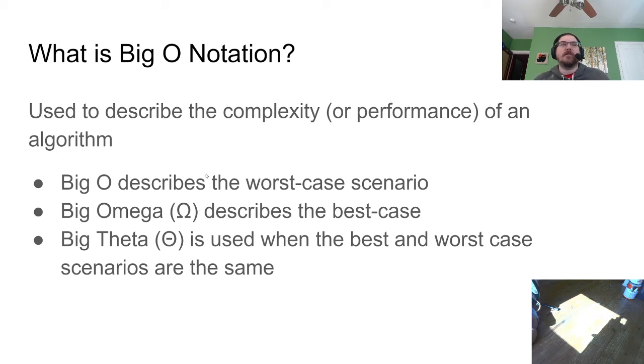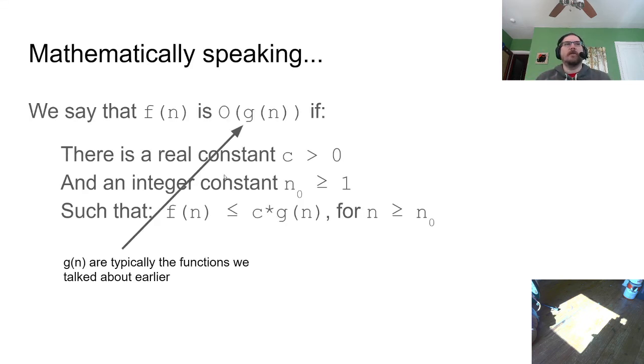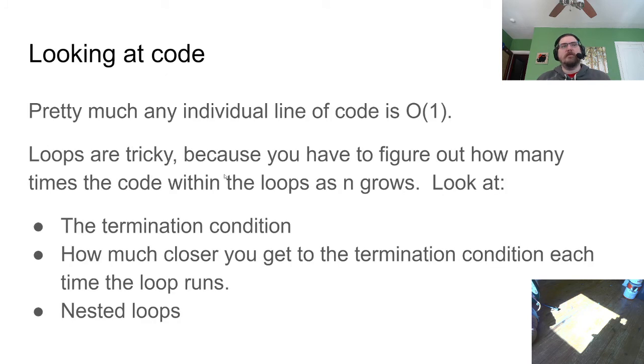Big O notation describes the worst case scenario, and big omega describes the best case. If it's actually the same for a particular algorithm, you can use big theta of that function to describe it. We're going to skip over the mathematical definition now because I want to talk to you about how to look at the code. Any individual line of code is going to ding you a constant time, as long as it doesn't contain a call to a function.